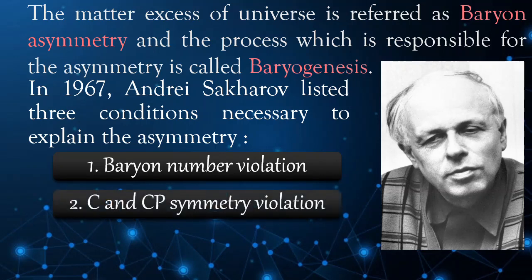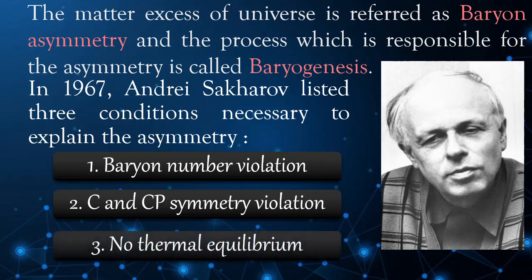The second condition requires violation of charge and charge parity symmetry. In simple words, under charge and charge parity transformation, the laws of physics should be at least a bit different for matter and antimatter, or nature should be somewhat biased toward matter. The third condition is the absence of thermal equilibrium in the early universe. Till now, we haven't found any process that precisely fulfills these three conditions. But to explain the asymmetry, these conditions should definitely be satisfied.